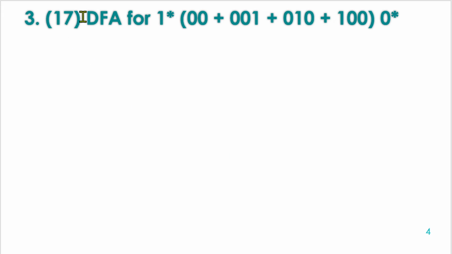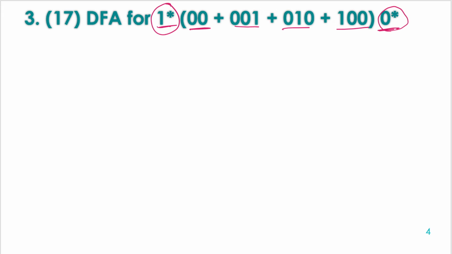Next we have the third question. This is your 17th question of the assignment. These bracket numbers indicate the question number in the sequence of your assignment. So for this we have 1 star and 0 star. These 1 star and 0 star are optional, so we can ignore these starting and ending substrings for the time being. Now our focus must be on the minimum string to be accepted. So the minimum string to be accepted for this expression is either 00 or 001 or 010 or 100, right? So we have to work mainly on these patterns.